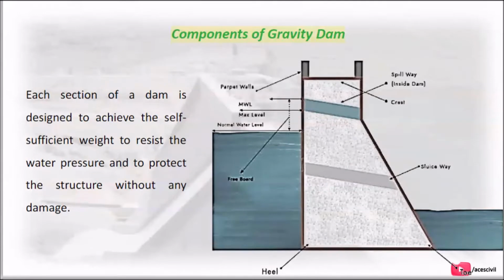Components of gravity dam. Each section of a dam is designed to achieve the self-sufficient weight to resist the water pressure and to protect the structure without any damage.